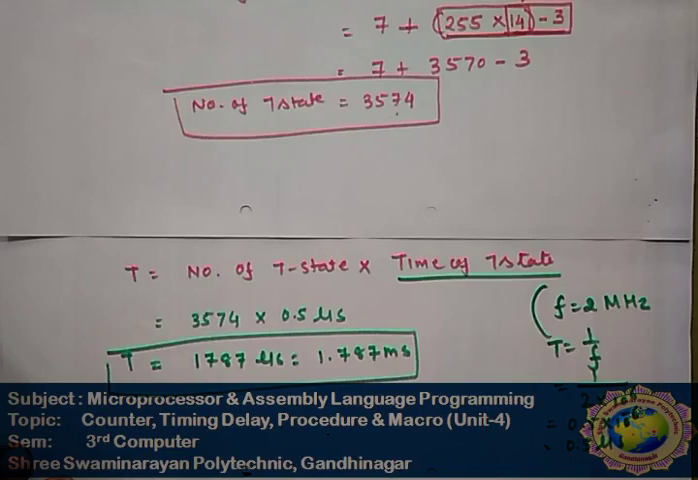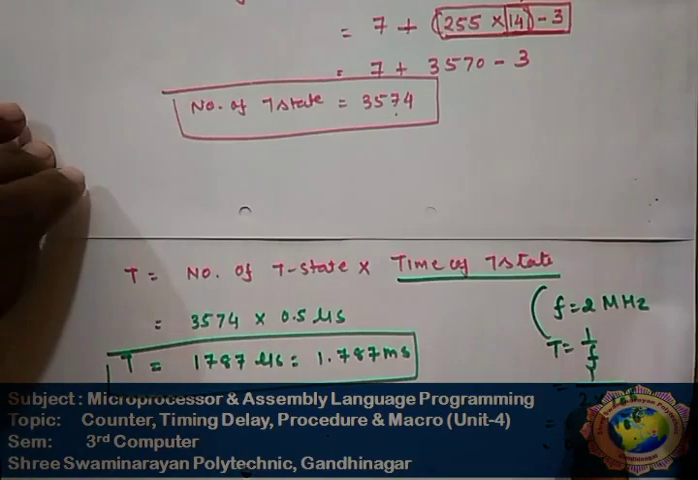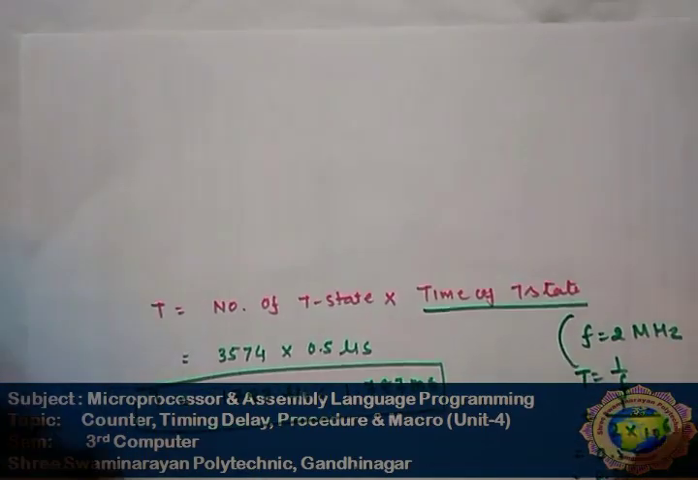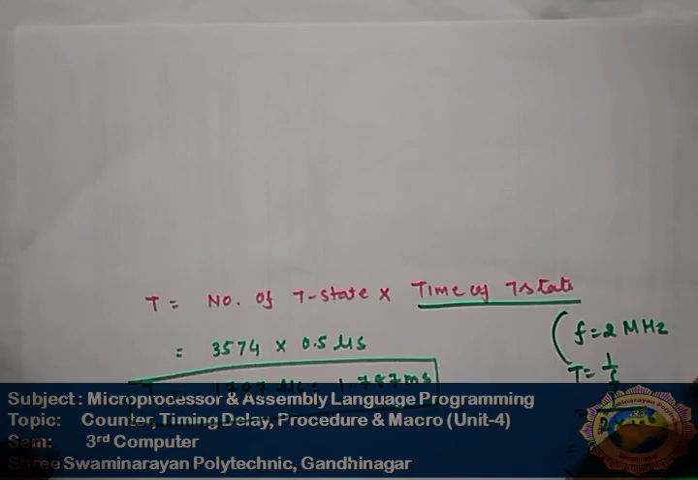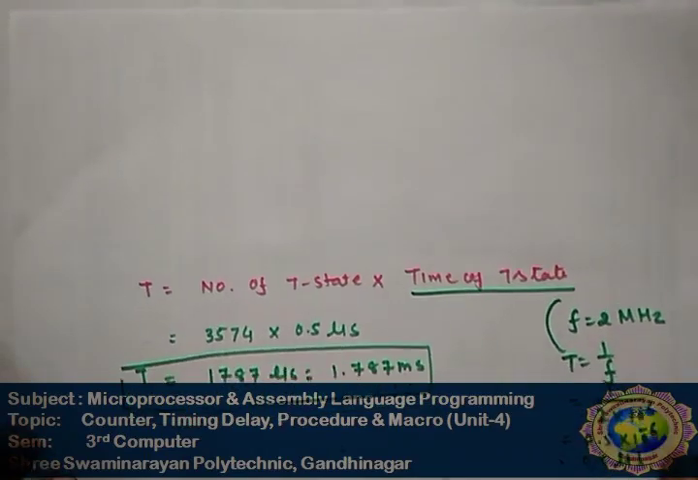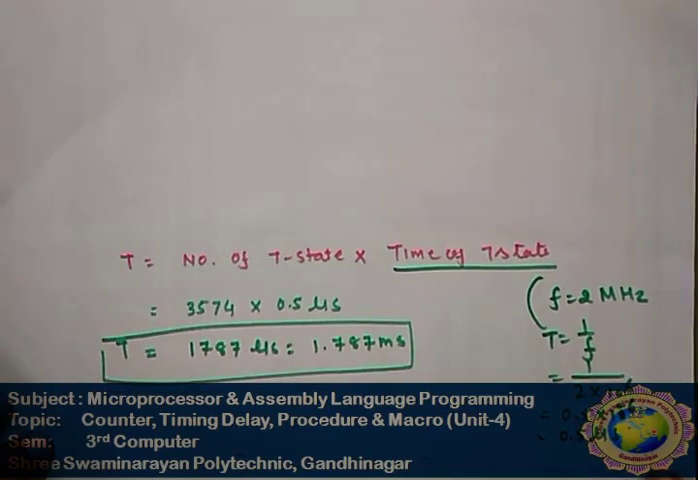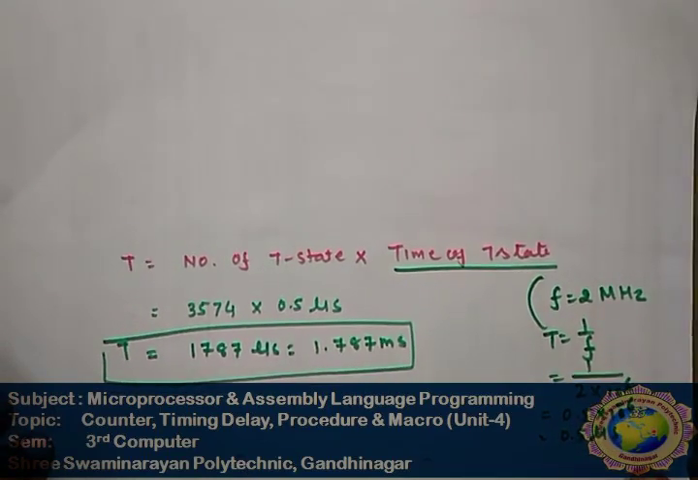We can also count n. Suppose you are given a timing delay routine, then you can also count the number of T states required. Okay, so this is how we can generate the timing delay. Now we are going to the next step. The last theory of this is the procedure and macro.